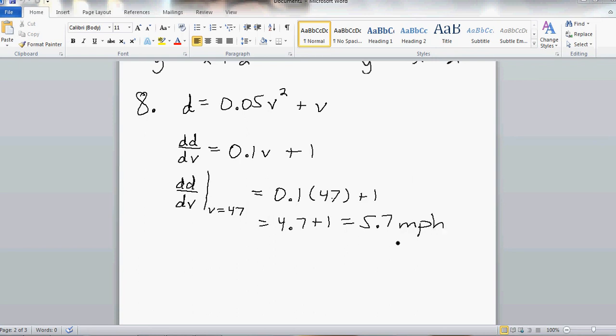Now what this means is that's the instantaneous rate of change. I'm changing it 5.7 miles per hour at this speed. And that's a little bit hard to grasp, and you don't really need to be able to decipher that yet. It will hopefully become quite a bit more clear a little bit later on. But for right now, just realize we need 5.7 miles per hour.